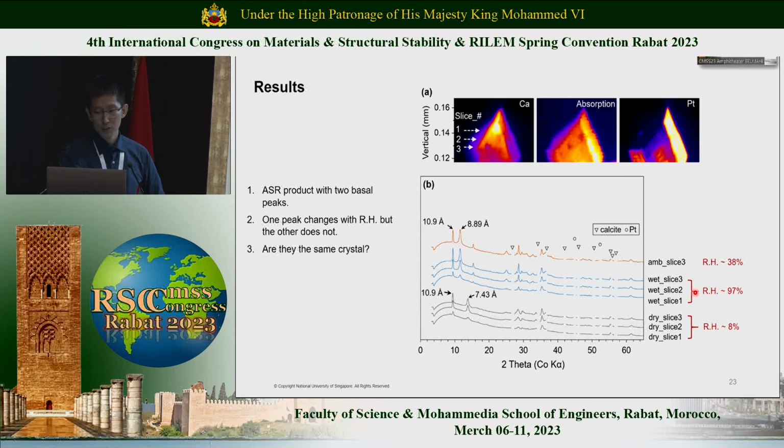When you expose it to different relative humidity, so when you change from high relative humidity to low relative humidity, one of the basal spacings doesn't change, but the other one shrinks, it becomes smaller. Okay? So it means that some of the layer crystals are like a clay mineral. It can change the basal spacing when it's wet or dry.